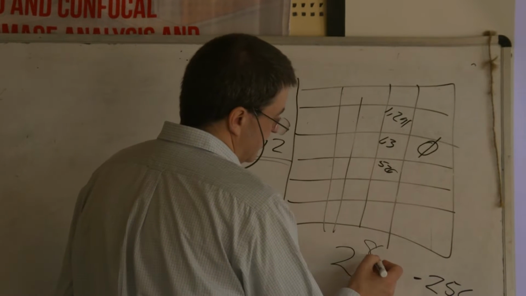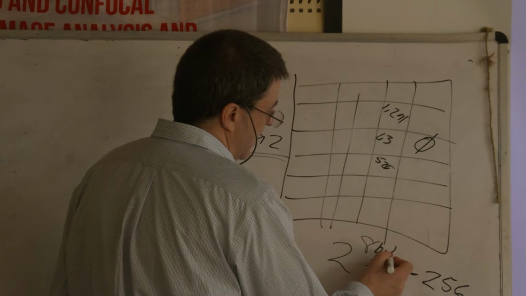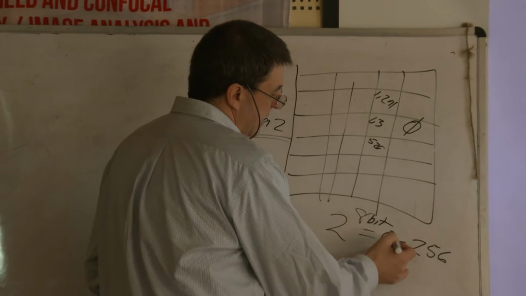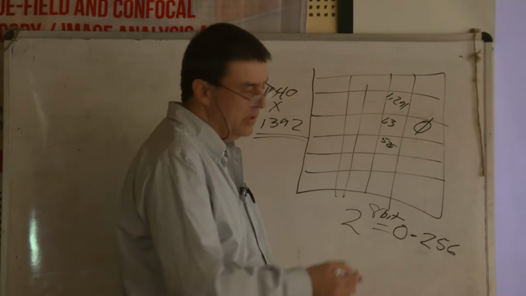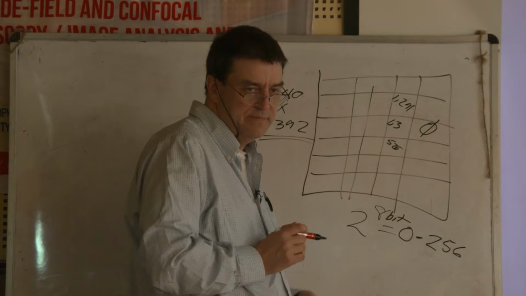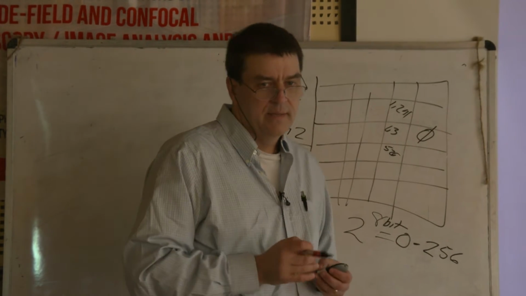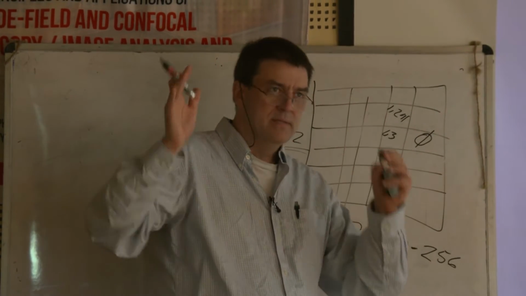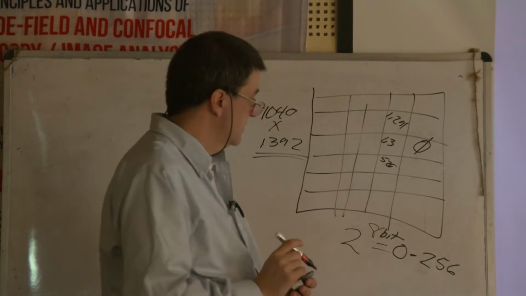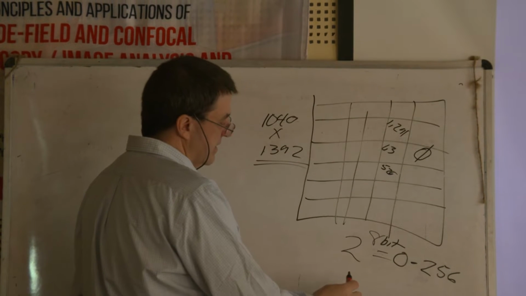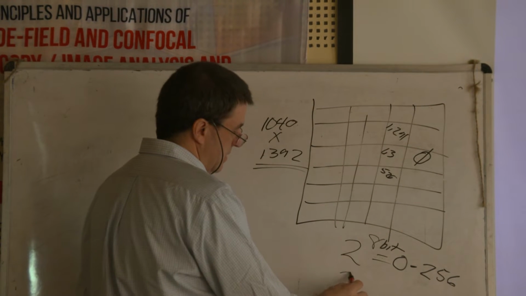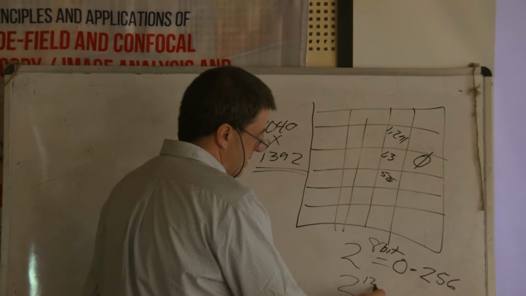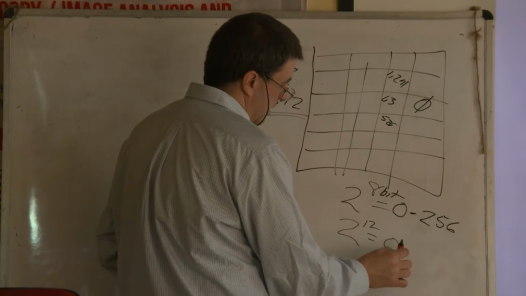So when digital cameras first came out, we worked in 8-bit. And what that meant is the values on this chip could only go between 0 and 256. Okay? That was the first set of cameras that came out. Next, another set of cameras came out. There were 12-bit. Okay?